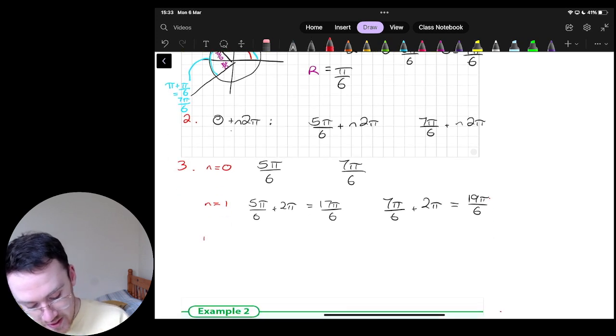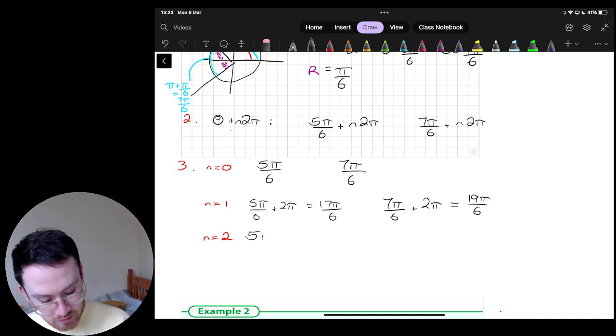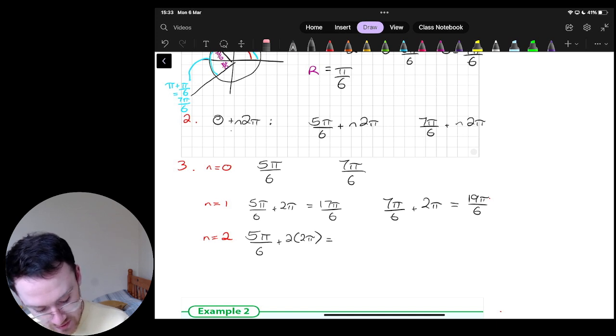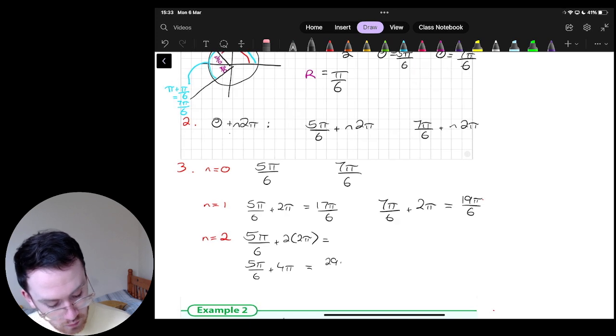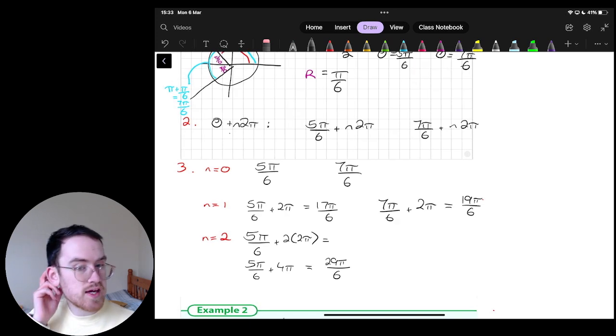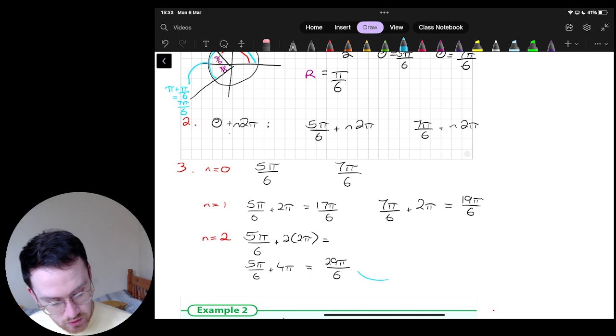If we say then n is equal to 2, again just testing out our options here, 5 pi over 6 plus 2 times 2 pi is obviously 5 pi over 6 plus 4 pi, which gives me an answer of 29 pi over 6. And what we should notice or think about at this point is, is 29 pi over 6 going to be bigger than 4 pi? So let's take a pause just to have a think.